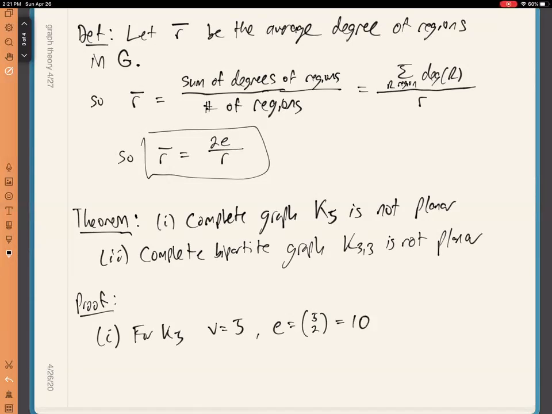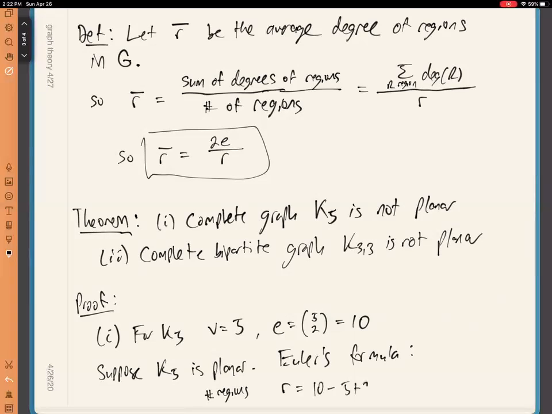right? And so what we're going to do now is something we've seen a few arguments like this, which is a proof by contradiction. So we're going to suppose that it was planar, or suppose it had a planar representation. Well, if it's planar, then Euler's formula applies, right? And in particular, Euler's formula says that if R is the number of regions, then R has to equal E minus V plus 2, right? Or 10 minus 5 plus 2. And so in particular, if it were planar, we would be able to draw it in the plane such that this graph had exactly 7 regions.